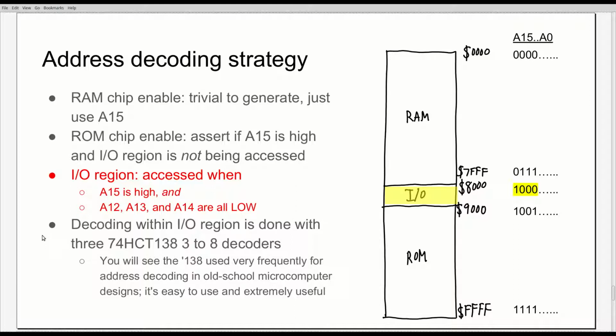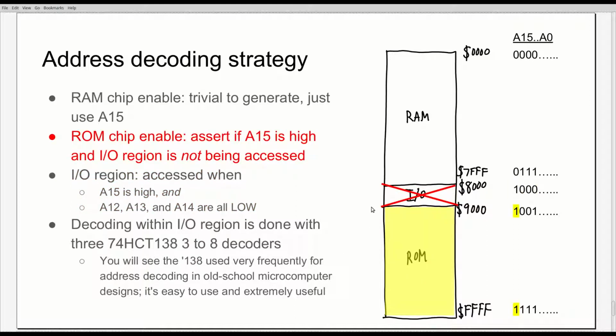One thing to note about how the decoding within the I/O region is done is that we are going to be using a very specific device, the 74HCT138 3-to-8 decoder, and you will see these devices used very frequently for decoding portions of an address space and generation of chip enable signals. It's really, really useful for that application. So we'll see that when we actually get to the actual design.